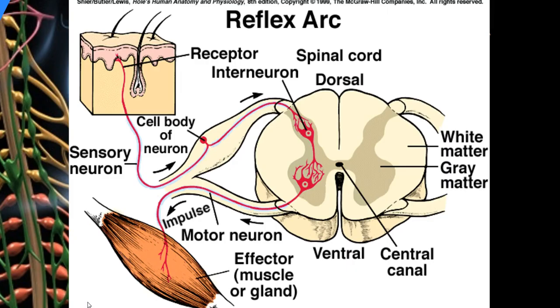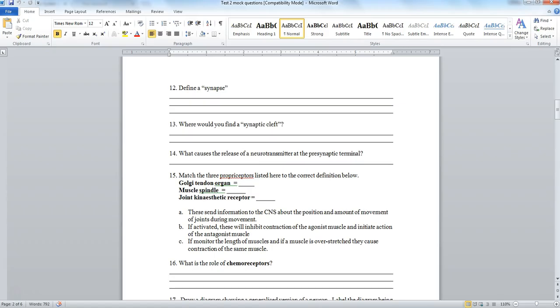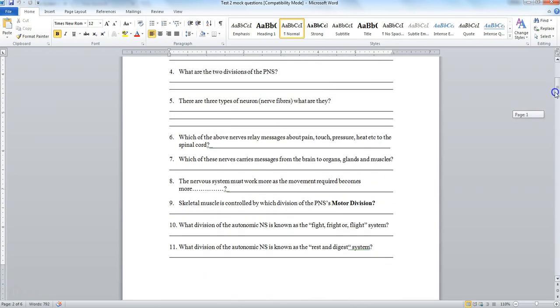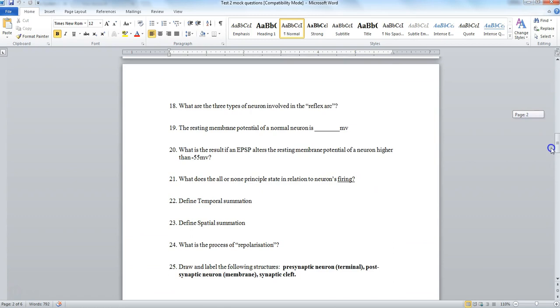So what we'll do now is just dip into our mock questions again and answer a question that relates to this one here. There we go, number 18, which asks you what are the three types of neuron involved in the reflex arc? And your answer is, of course, that it is the sensory, inter and motor neurons. So chuck that answer in.